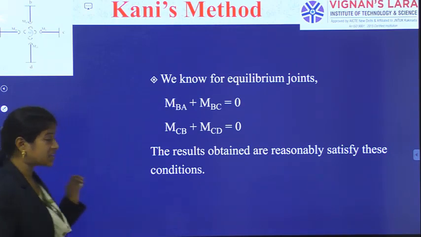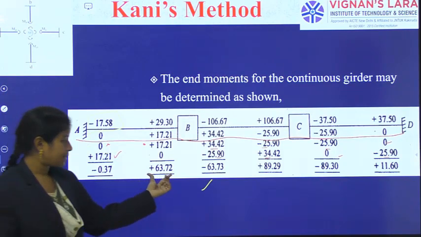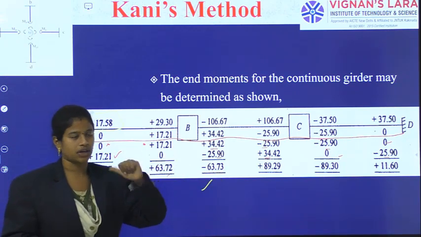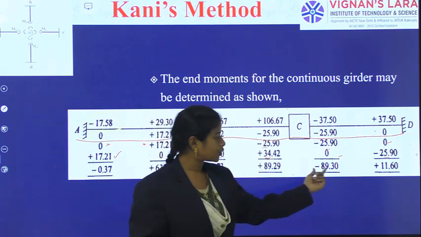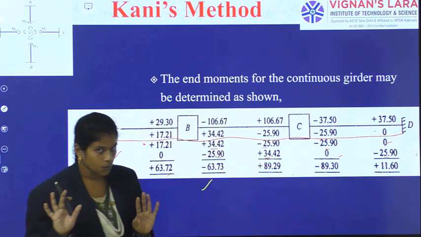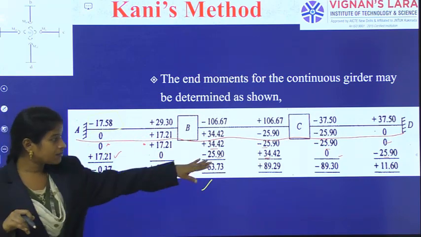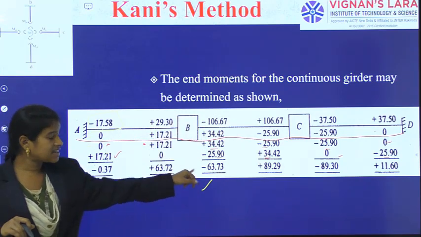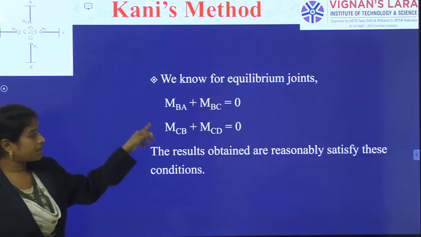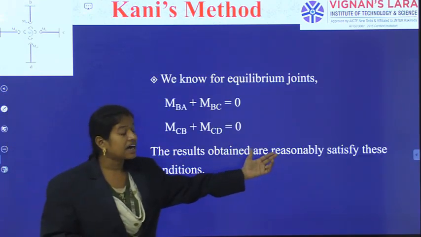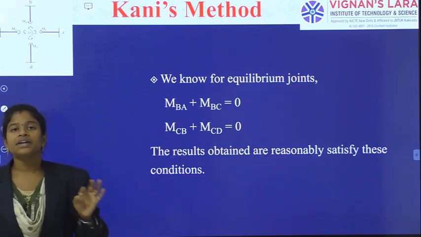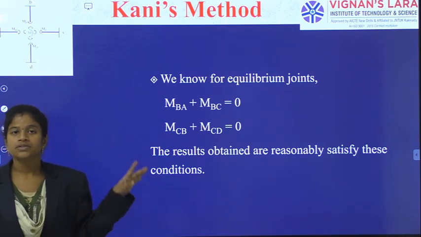Summation of the support moments at the joint is equal to 0. So plus 63.72 minus 63.73. Some decimal correction. Okay. Plus 89.29 minus 89.30. Very small decimal correction. So if you give even more iterations, this difference may be somewhat less. Right? So the joint equilibrium we check. Now the results obtained are reasonably satisfying these conditions. So the original support moment calculation is over.